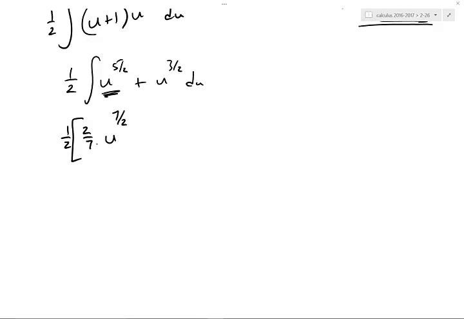So the first step is we add 1 to the exponent, yes? So 5 halves plus 2 halves is 7 halves. If you prefer, 2.5 plus 1 is 3.5. That's the same thing, isn't it? Now let's divide by 7 halves. When you divide by 7 halves, you multiply by 2 sevenths. That's what I did. Nice.